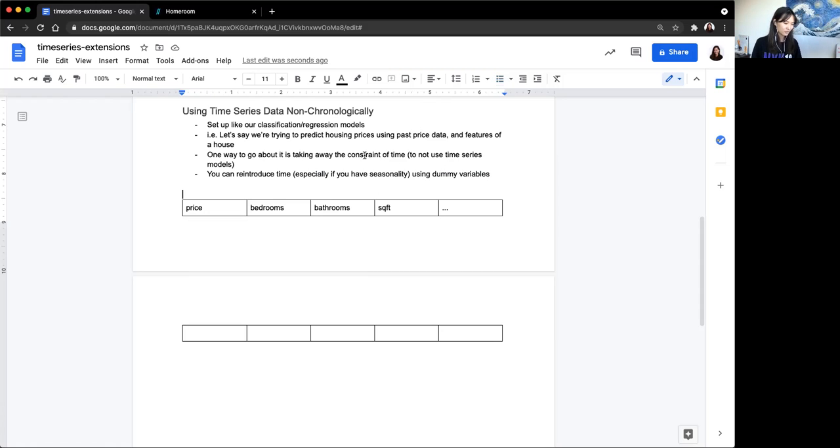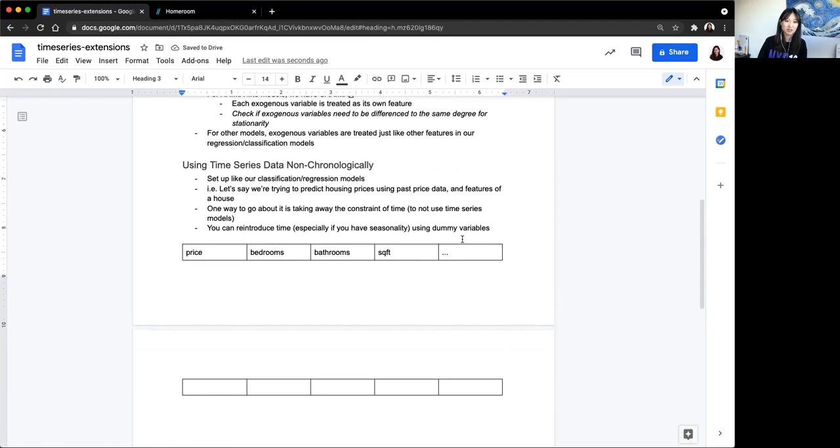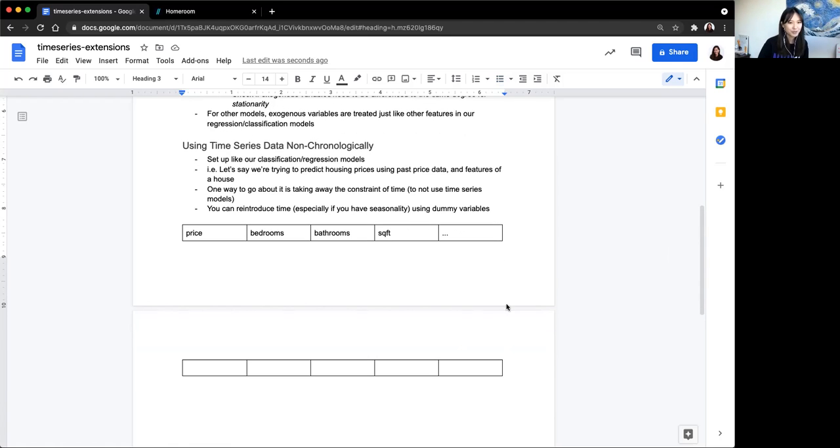But I do think this is pretty important because in some scenarios, especially when you get to interviews, they want to see your creativity in your ability to take data and employ it in different ways. And I think this is one of the more common ways that you can use time series data, not using time series models.